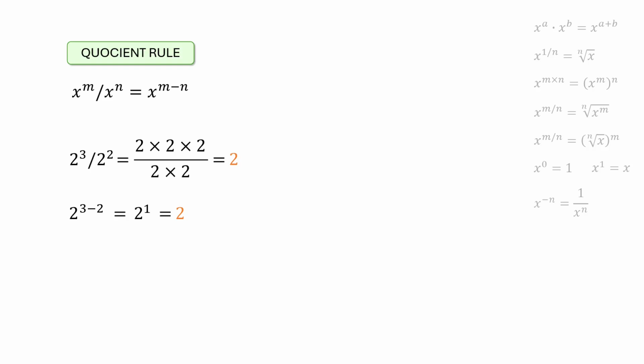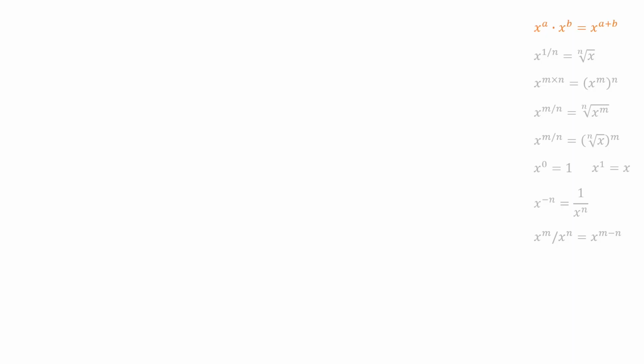We have seen what happens when we multiply equal bases with different powers. Now let's see when multiplying different bases with equal powers. In this case, we raise the multiplication to this power. Like in this example, 2 times 3 is 6. 6 raised to 2 is 6 times 6, which is 36.